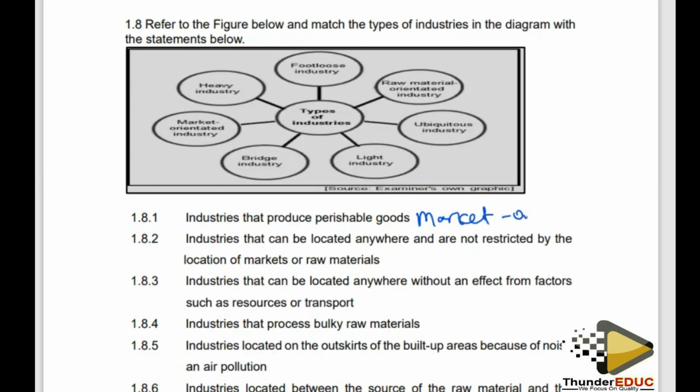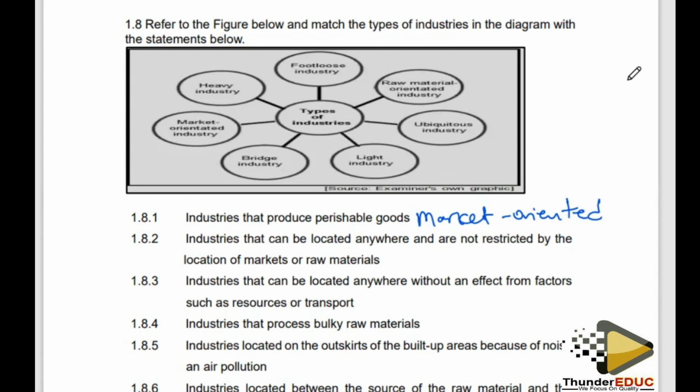because we know they are called market-oriented because they need to move close to customers to ensure that goods are bought immediately. Perishable refers to goods that do not last long, like dairy products, fruits, bread. So such industries have to be close to customers so that their products are bought immediately.